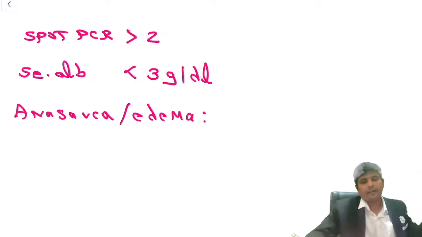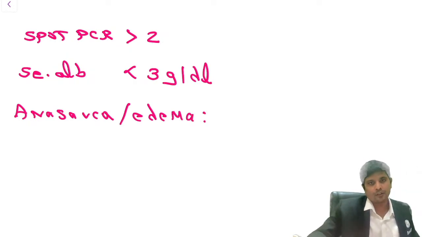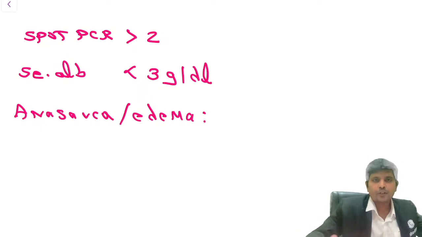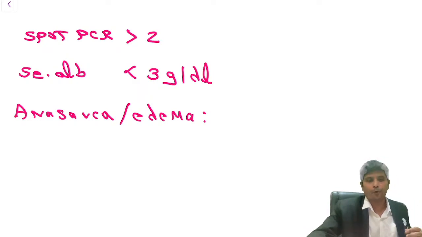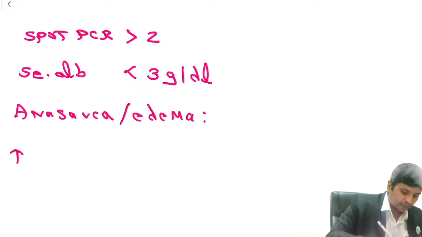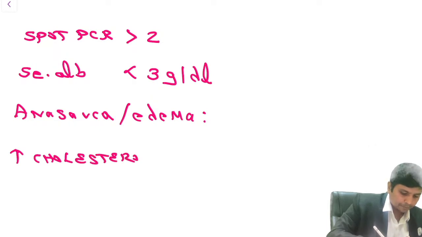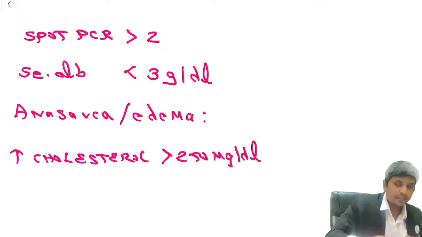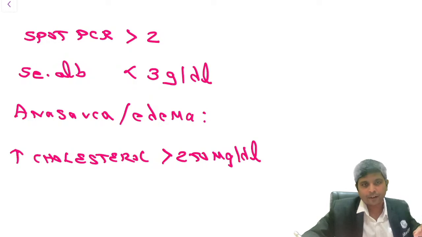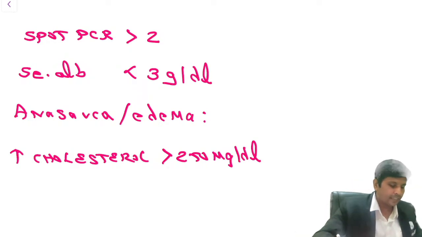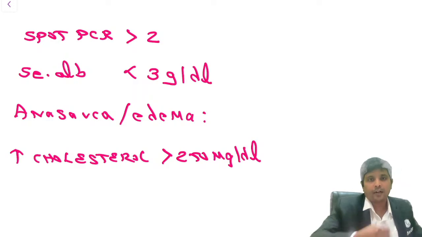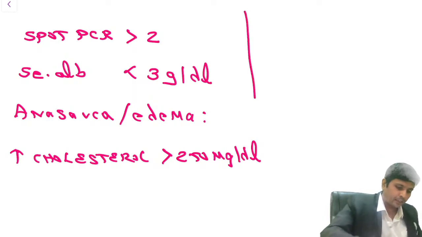Apart from that, there will be a secondary increase in cholesterol, because you lose albumin, the liver tries to produce albumin, but instead it produces lipoprotein, leading to increased serum cholesterol of more than 250 milligram per deciliter. So this is the basic criteria to diagnose a case of nephrotic syndrome.